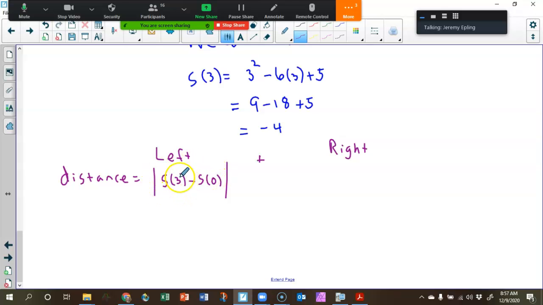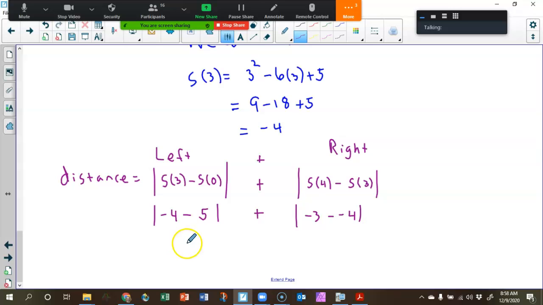You could do s of 0 minus s of 3 because we're dealing with absolute value. And then I only moved to the right for 1 second. Well, 1 second in the first 4 seconds. So I have s of 3, I was at negative 4 on the number line. S of 0, I was at 5. S of 4, I was at negative 3. I still get 9 plus 1. I still get a distance of 10 units.